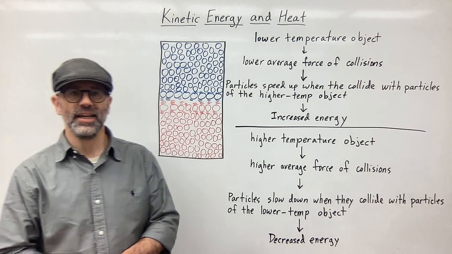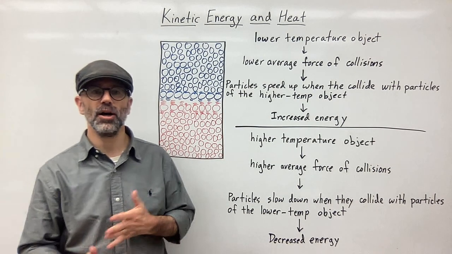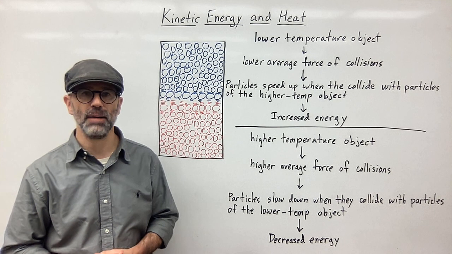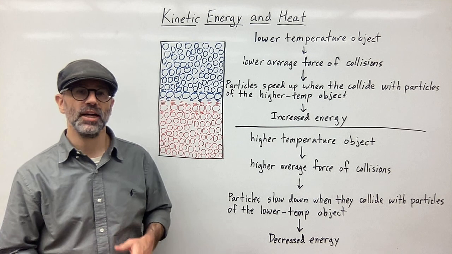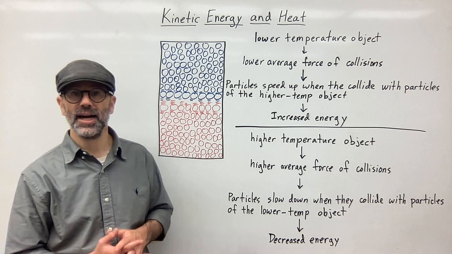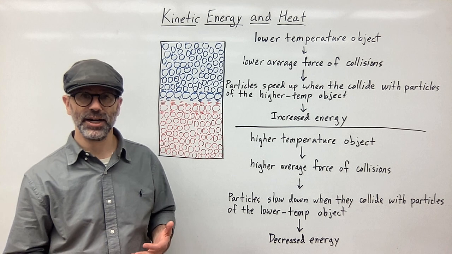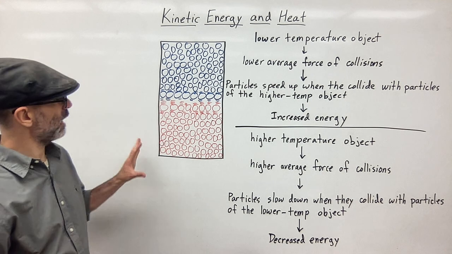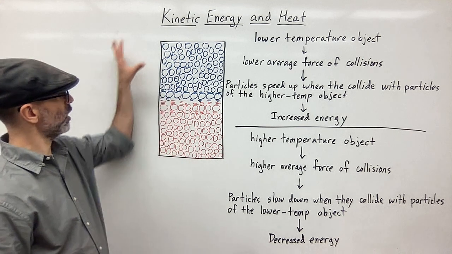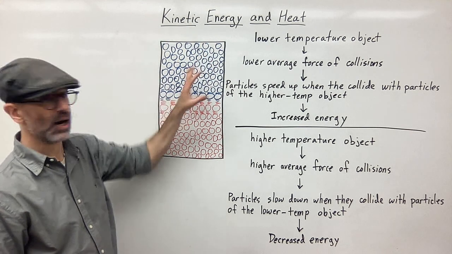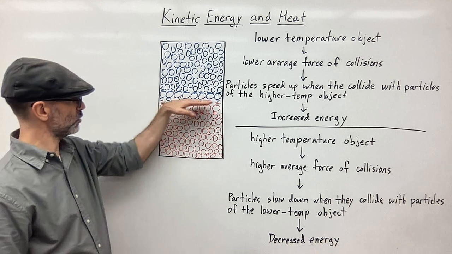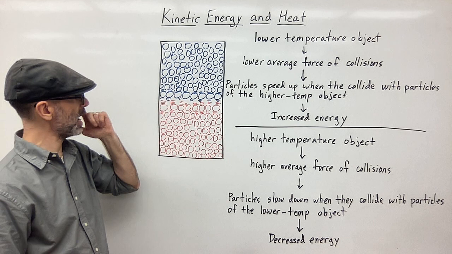Okay, so let's get into that second part of how to increase the internal kinetic energy of an object. So that was by putting one object into contact with another object that has a higher temperature. So here I have a picture of the surfaces of two objects. Here I have the colder object in blue, the hotter object in red. And here is where the surfaces are in contact.